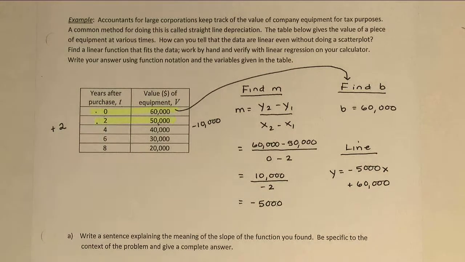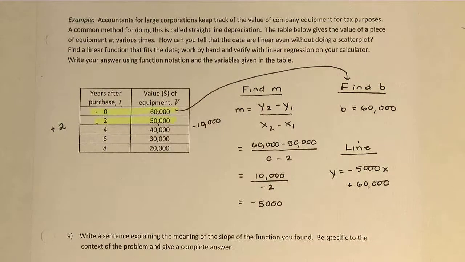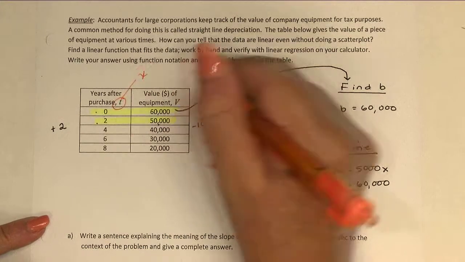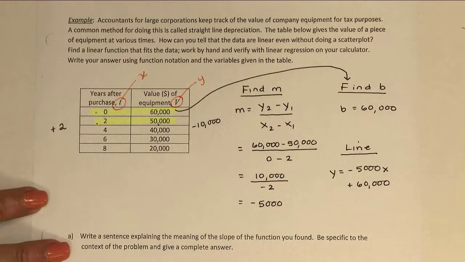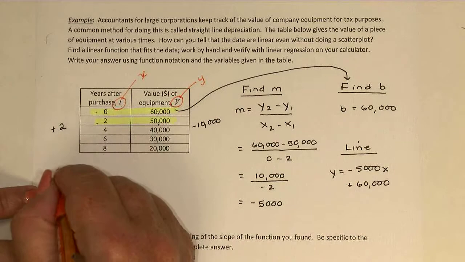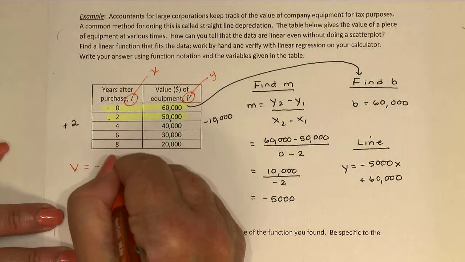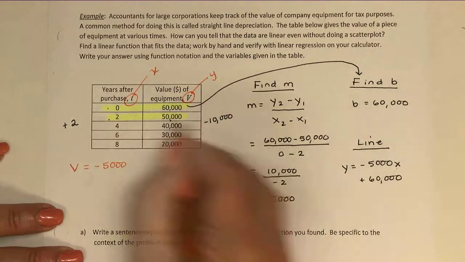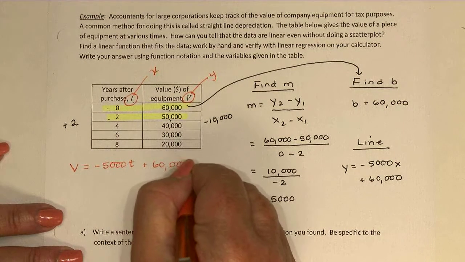All right. Again, in the applications, we typically like to go back at the end and say, wait a minute, now let's use the variables that mean something in the context of this problem. And our x's are actually t values here. Our v's are actually the y values. So for my final answer, I want to first of all rewrite this. Instead of y, I'm going to put in v. Negative 5,000. And instead of x, I'm going to put in t. Plus 60,000.